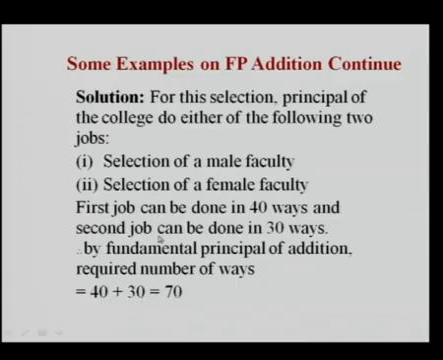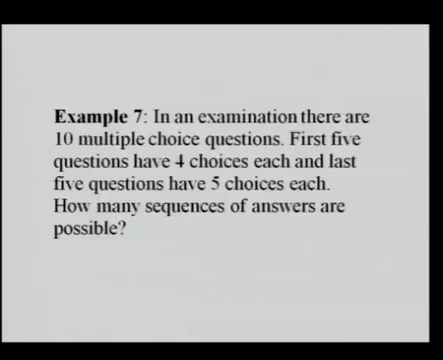In the previous example, the job for the principal was to select both one male faculty and one female faculty. In that case, we multiplied 40 into 30. But in this case, the principal is going to select only one member, either a female faculty or a male faculty. So here we will use the principle of addition.